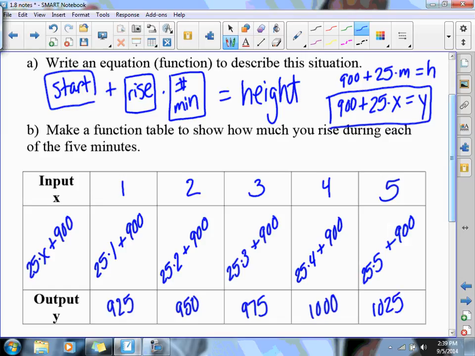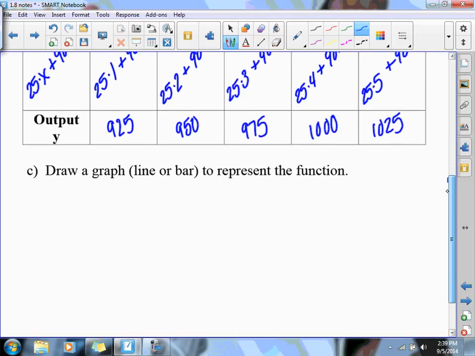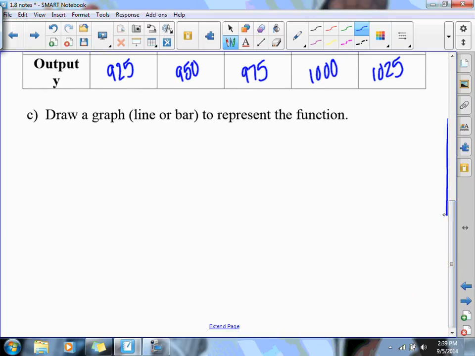So hopefully you've noticed a pattern that we're rising 25 feet every minute. Each of my output values gets bigger by 25, and that's good. So if we were to graph this, we would have a straight line that we would be able to graph. Okay? And I'm going to draw my axes, my x and y axes. And actually, I just need to draw the first quadrant.